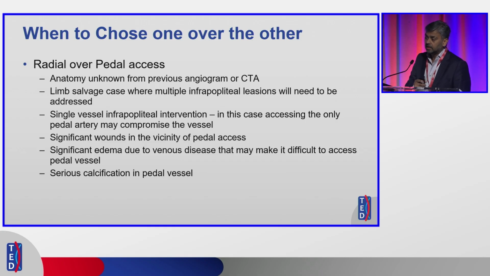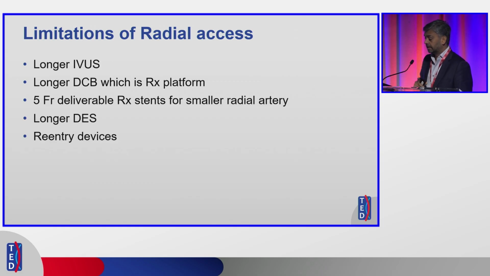If there is a single infrapopliteal vessel, in case there's only one pedal vessel remaining, radial access is definitely better because you do not want to stick that particular vessel. Significant wound edema from venous insufficiency, or serious calcifications of pedal vessels, in that case, pedal access would not be possible. But there are limitations.